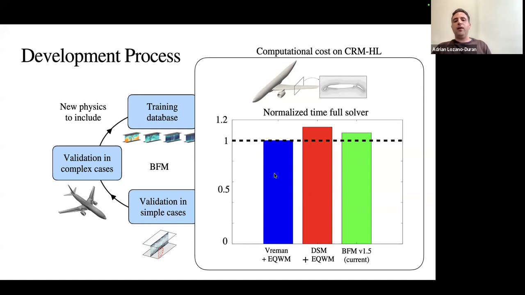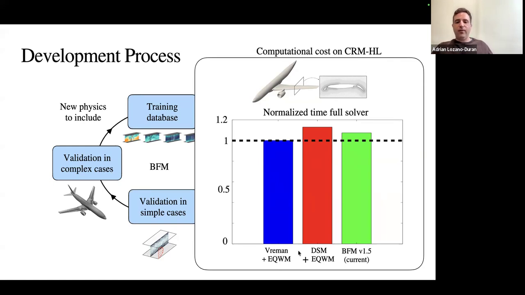And what I'm showing here is 2 other models. The Bremen model with equilibrium wall model, that's what EQWM means, and the red one is the DSM, the dynamic Smagorinsky model with equilibrium wall model. And in green is our current version. And this is a normalized time of the full solver. So how much time it takes the full solver to give, I think it was 10,000 steps.